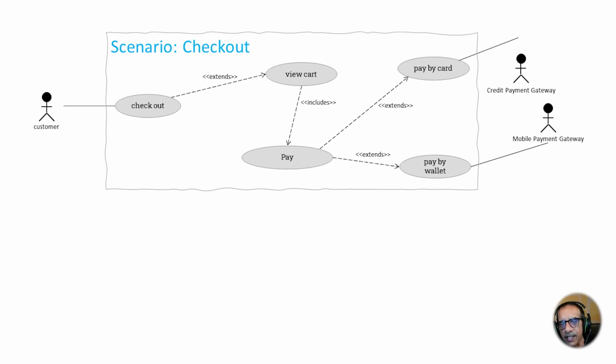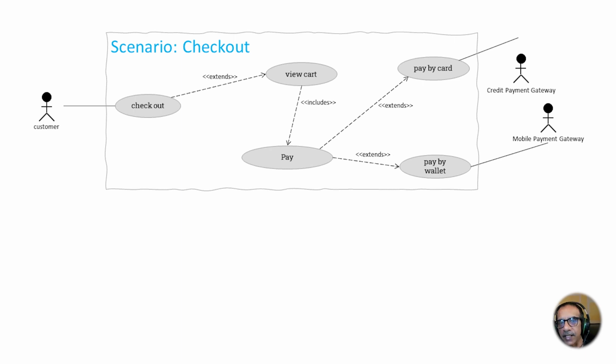Note that the view cart can exist on its own because a user can view a cart even without a checkout action. Include is used to extract use case fragments that are duplicated in multiple use cases. The included use cases cannot stand alone, and the original use case is not complete without the included one. The original use case, checkout in this case, is incomplete without the included pay use case.